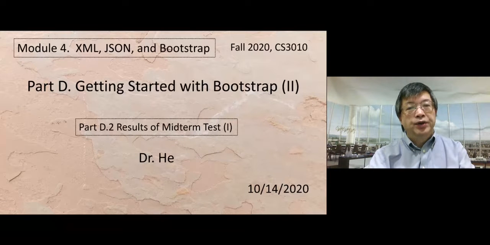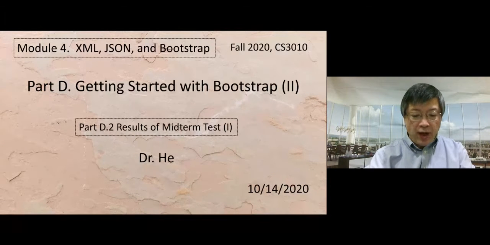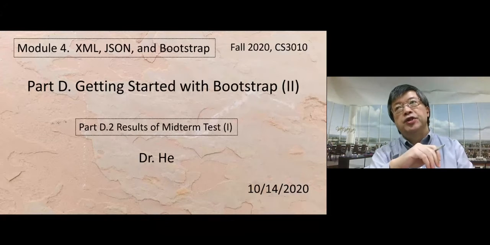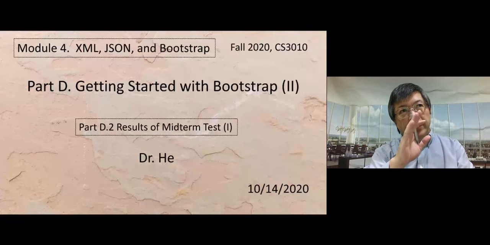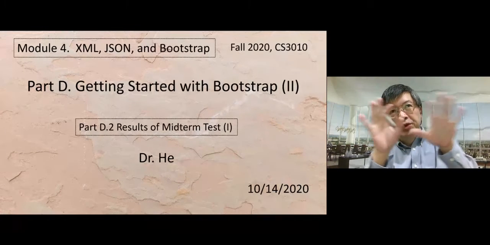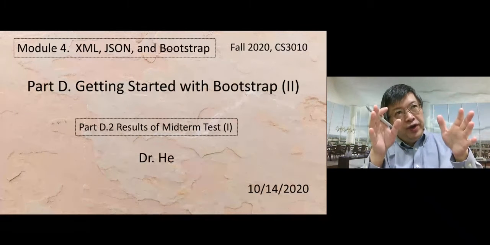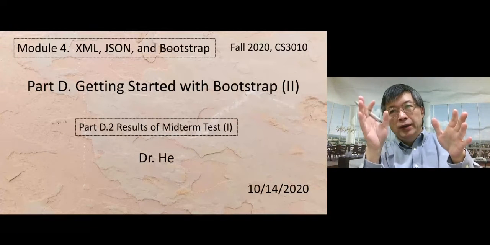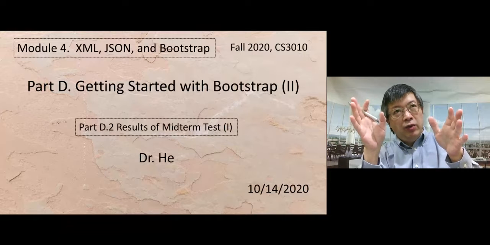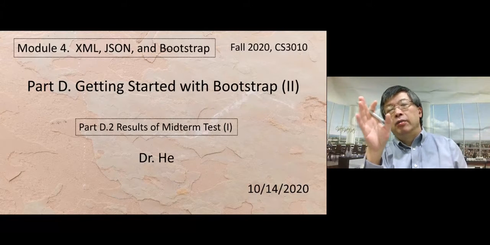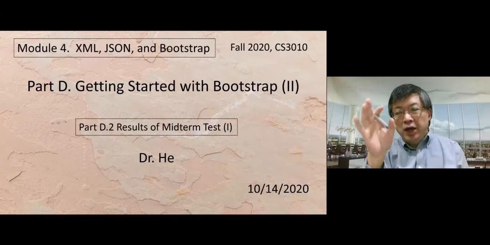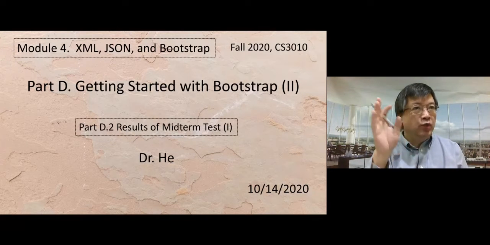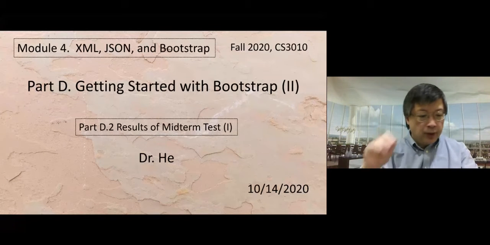D.2. I want to use this part to explain some of the questions from the midterm test. For the results of the midterm test, I want to use two parts. This video is part 1, and next I will start module 5, part 8.1. So I will do the second part of the midterm result. All right, so let's start.